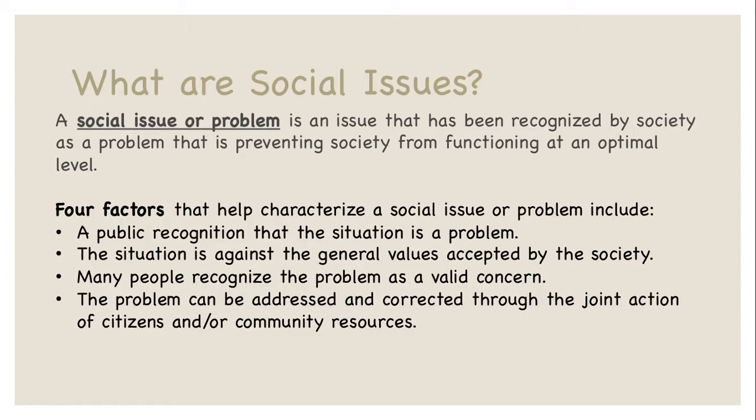4 factors to characterize a social problem. Has the public recognized that it is a problem? Okay. The situation is against the general values accepted by the society. So the group as a whole doesn't view that this behavior is what is expected, okay? Many people recognize the problem as a valid concern, and the problem can be addressed and corrected through the joint action of citizens and or community resources.